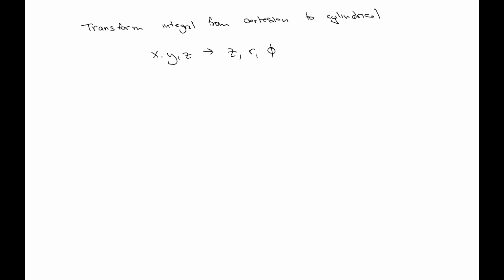Okay, so we're going to do one more little bit in this video, and that little bit is going to be about how you transform an integral from Cartesian to cylindrical. That would be taking x, y, and z to our cylindrical coordinates, which are z, r, and phi. Okay, so let's draw a picture.